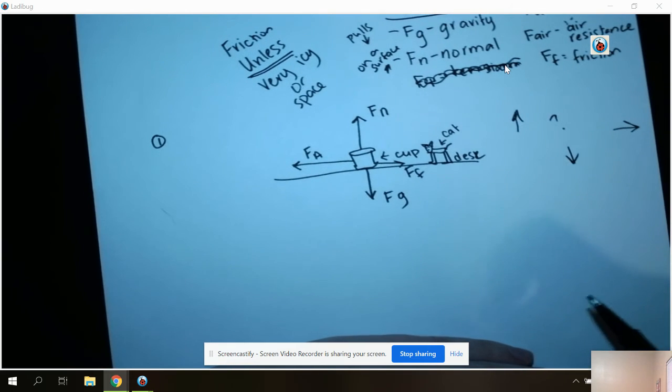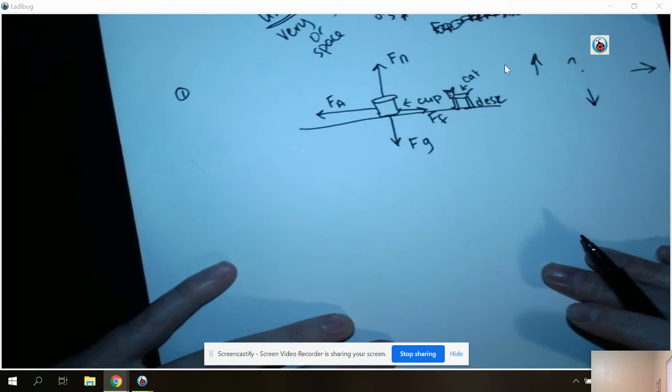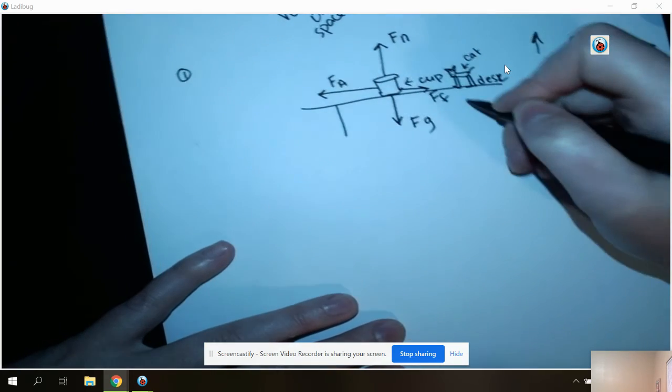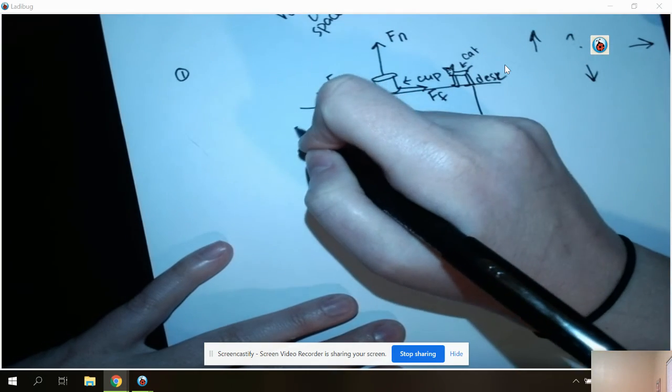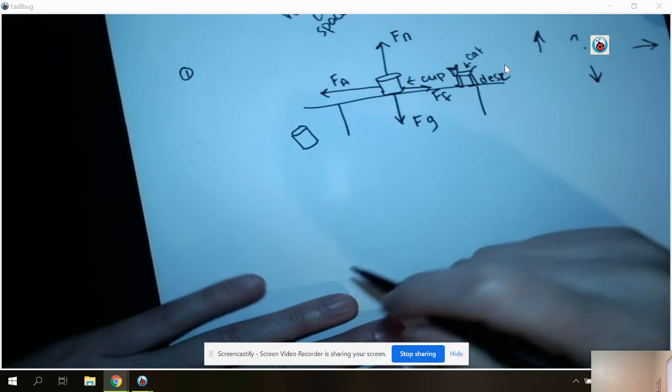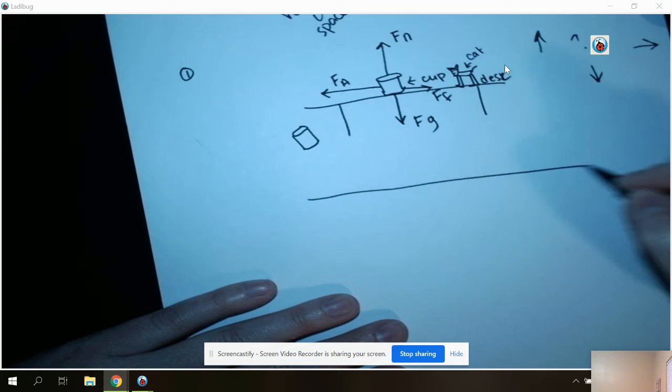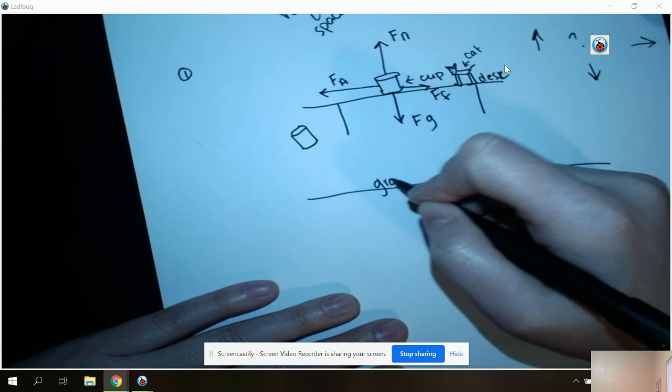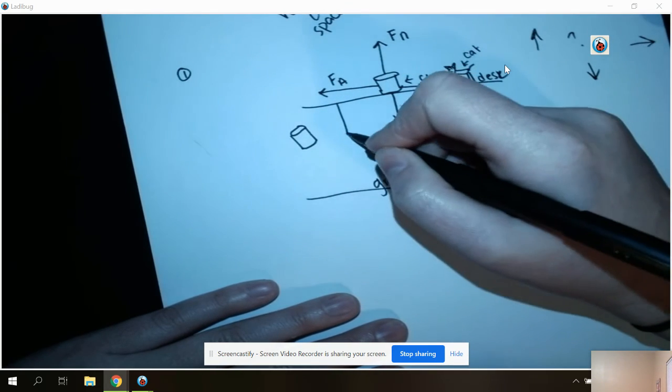All right, now let's say my cat manages to knock the cup off the table. So I'm going to draw the table here. Here's the cup falling onto the ground. Let's say ground's all the way down here. For some reason, this is a really weirdly tall desk.